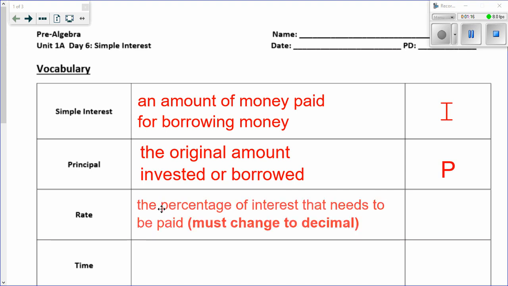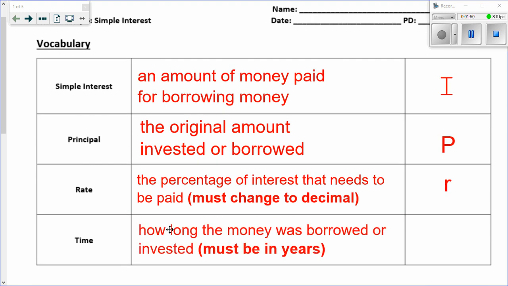Rate is the percentage that the interest is going to be paid back. So if you borrowed someone's money, they might say, yeah, you can use it, you get to pay it back, and then 5% of it. Okay? So it's a percentage that they're going to use to symbolize the interest. Okay? And when we use the rate mathematically, we have to change it to a decimal. Okay? So it's always going to be a percentage that we're going to need to change to a decimal. And we always use the letter R to denote that.